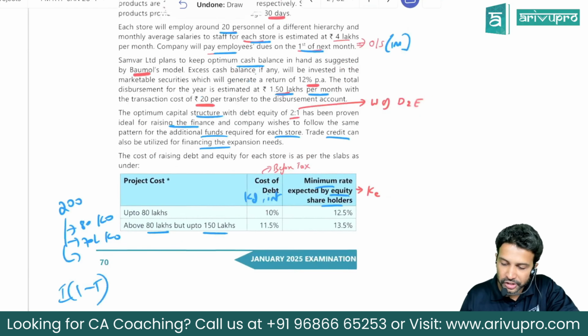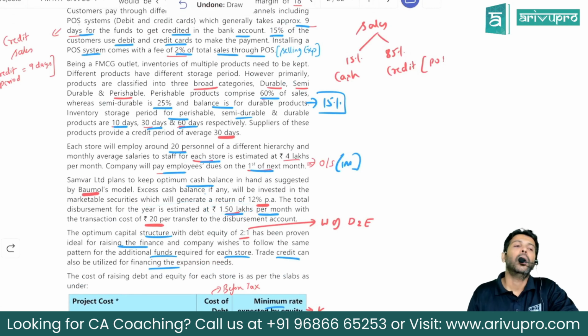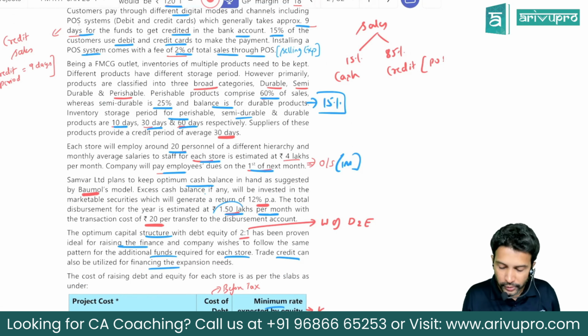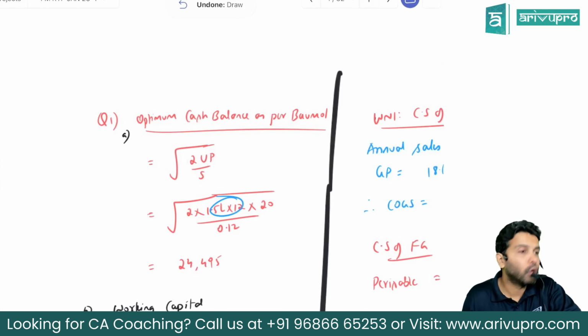How much is annual disbursement? They have given how much the disbursement is every month: 1.5 lakh. We don't need monthly disbursement, we need annual. If it is 1.5 lakh rupees per month, how do you get annually? 1.5 lakh into 12, okay? The 2 remains, this is your formula.